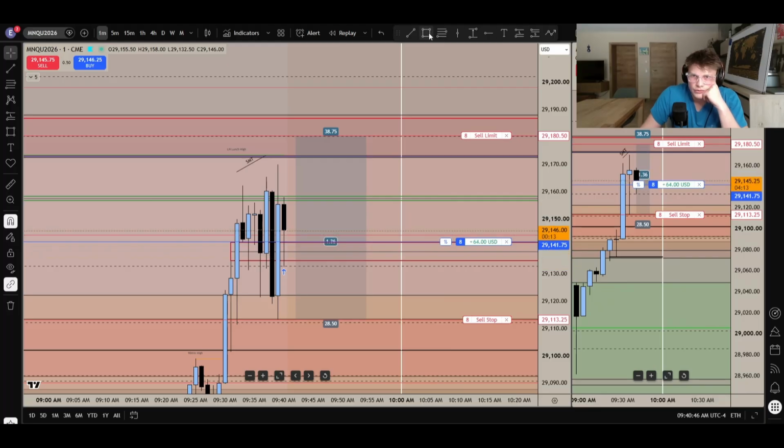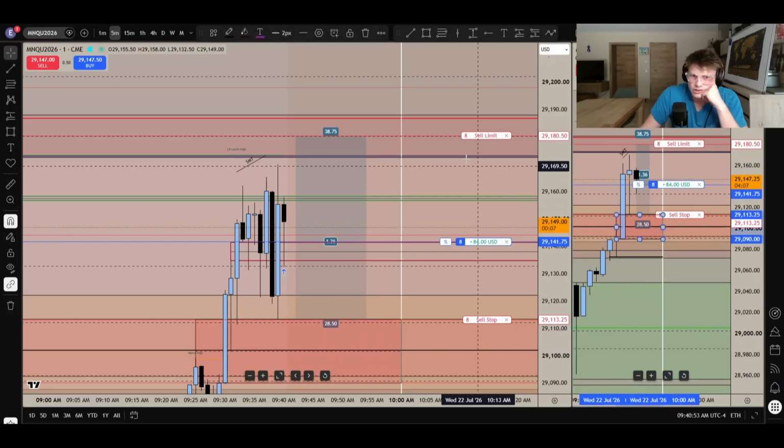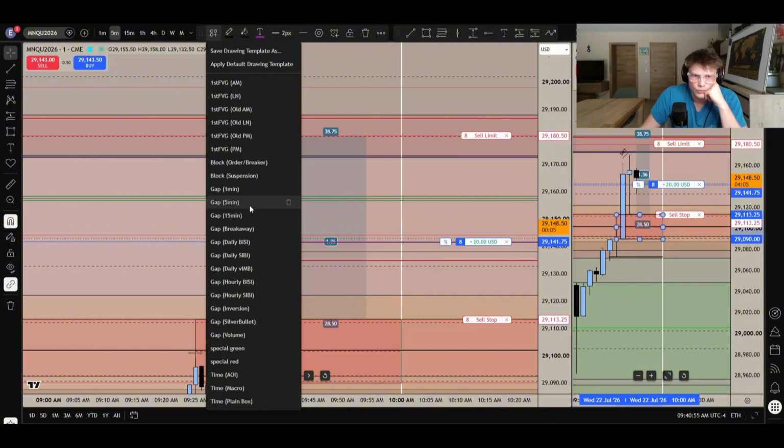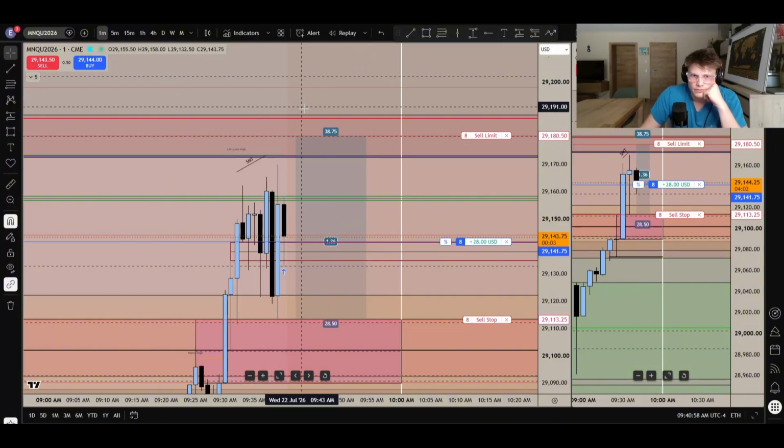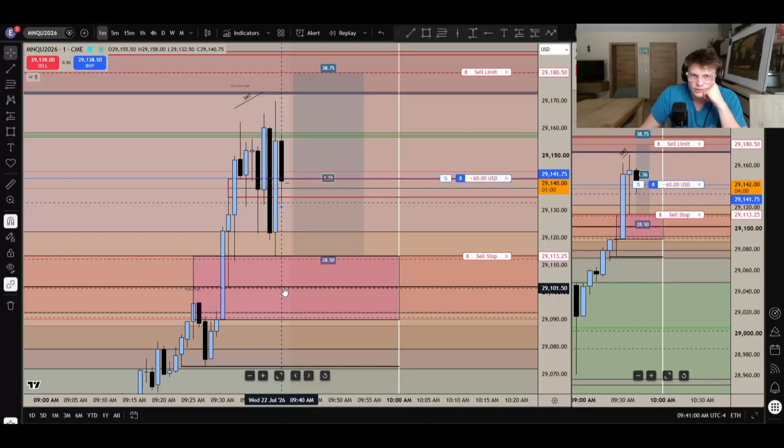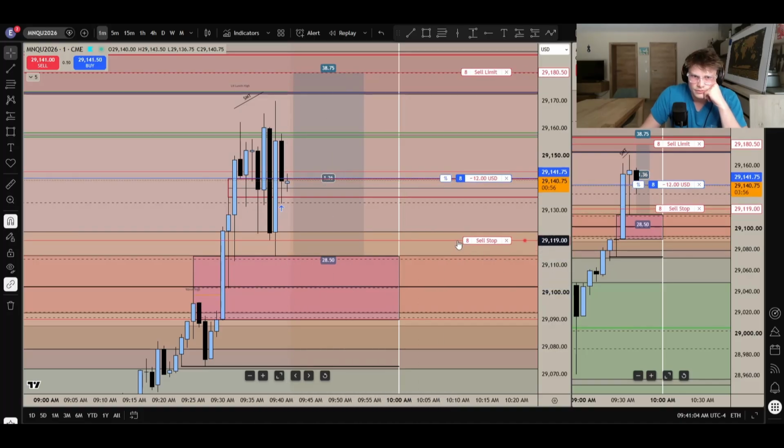We also got another 5-minute gap in here, which we also could see being mitigated into before we go higher. So it could just go down here, tap that, and then go further up. That might be the case. So I'm just gonna cut the stop here a little bit because I don't want to take too much risk here.